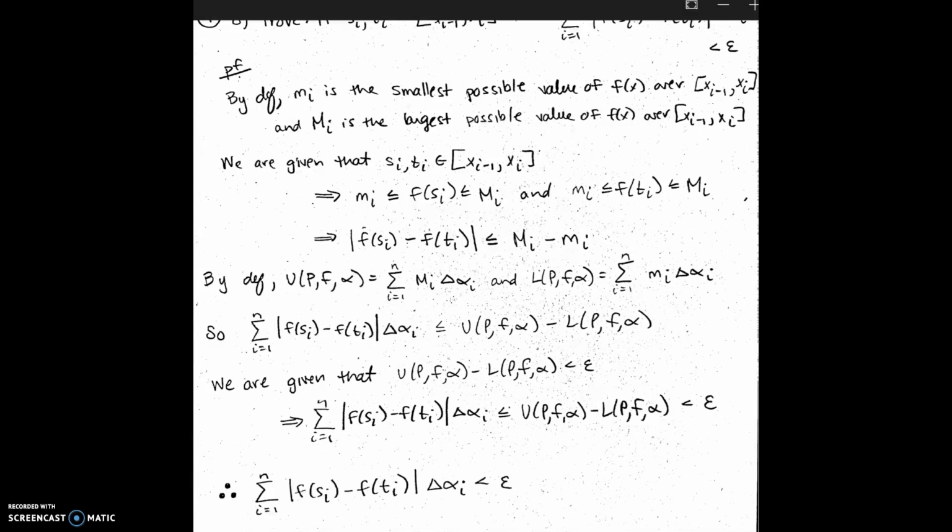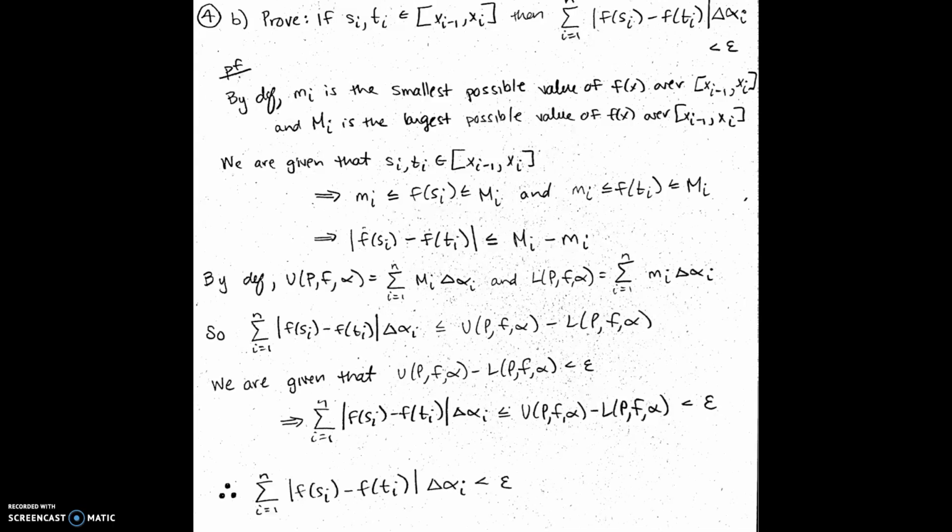So by definition, U of P, f, alpha is the sum of capital Mi delta alpha, and L of P, f, alpha is the sum of little mi delta alpha. So if we want the sum of our f of Si minus f of Ti delta alpha, just like in our inequality up here, we know that it has to be less than or equal to the maximum, so U of P, f, alpha, minus the minimum, L of P, f, alpha. So U of P, f, alpha minus L of P, f, alpha is as big as the value can get, so our value has to be less than or equal to it.